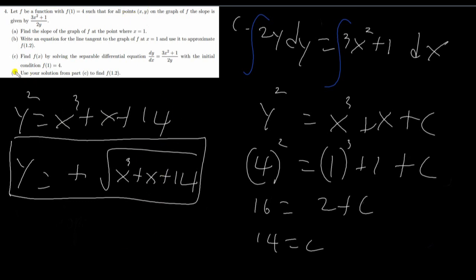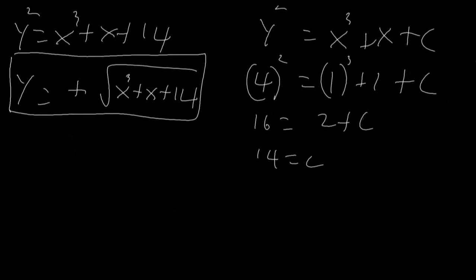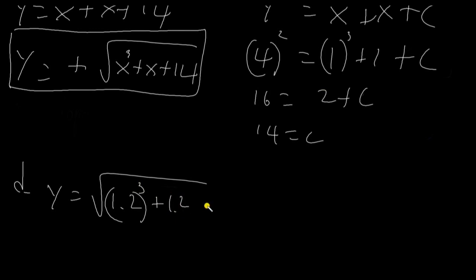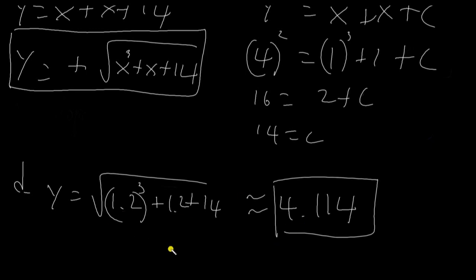Now for part D, use your solution from part C to find f of 1.2. That's simply plugging 1.2 into this equation. So y is equal to the square root of 1.2 cubed plus 1.2 plus 14. If you put that in your calculator, this is approximately equal to 4.114, and you'd get 1 quick point for just plugging in. Okay, so that was question number 4.